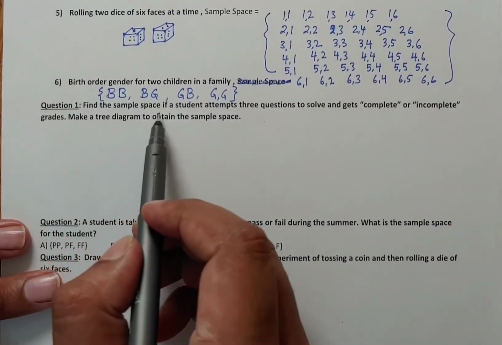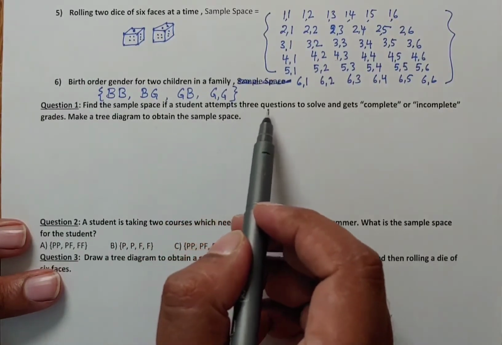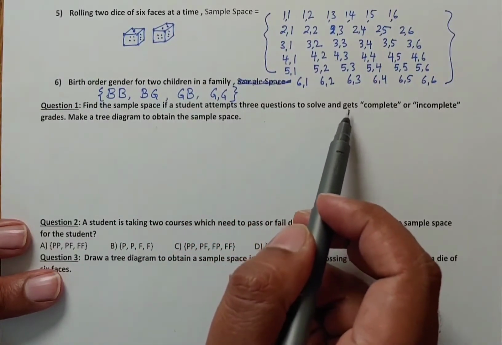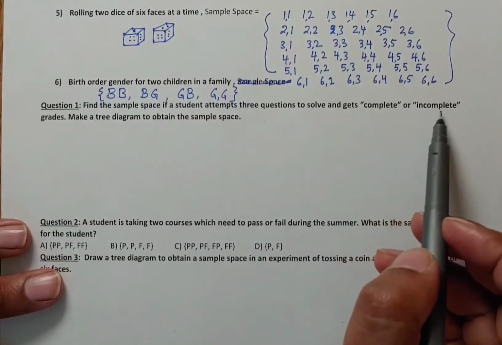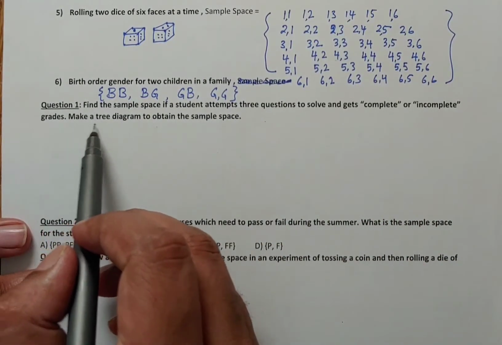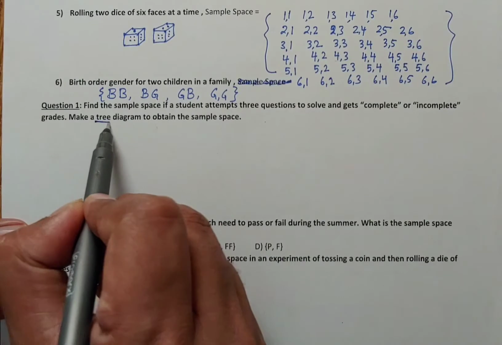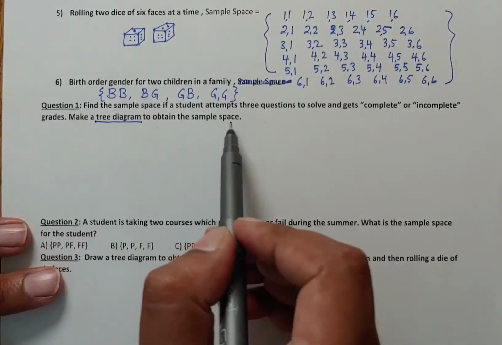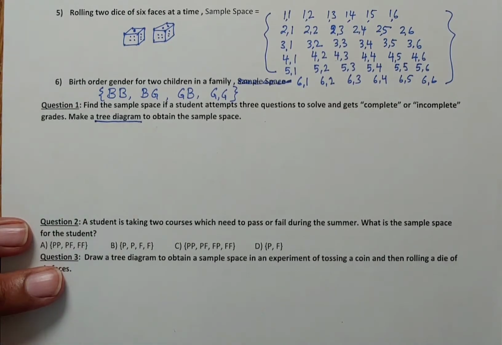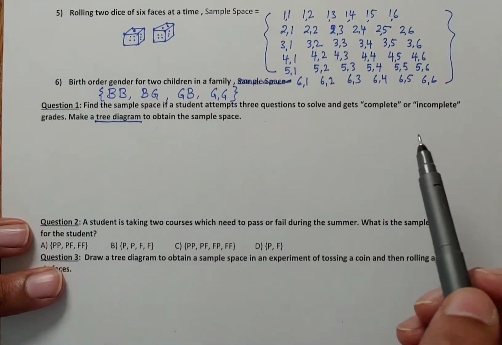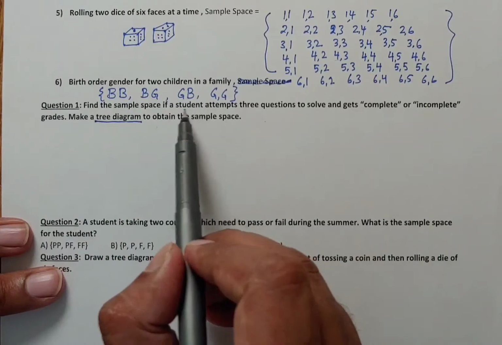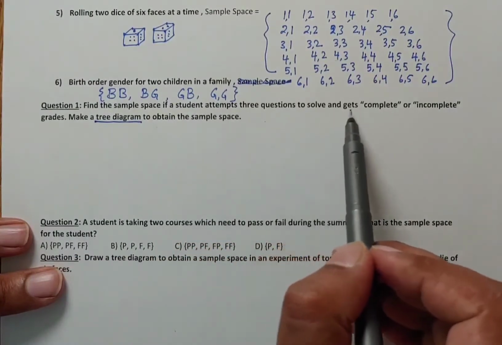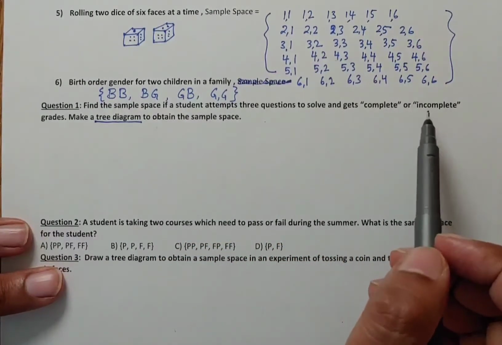Okay, find the sample space if a student attempts 3 questions to solve and gets complete or incomplete grades. Make a tree diagram. Now, getting a sample space by drawing a tree diagram to obtain the sample space. So let's draw a tree diagram for this experiment. A student attempts 3 questions and then gets complete or incomplete grade.